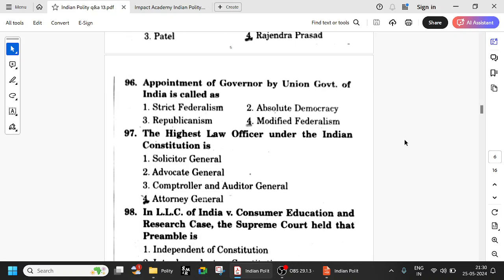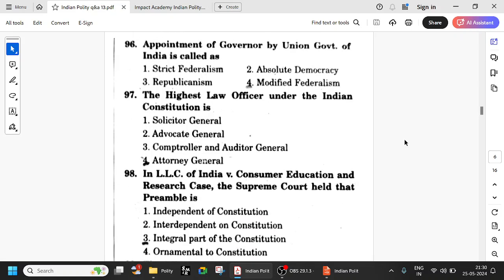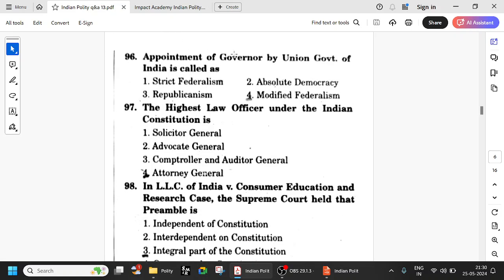Appointment of governor by Union Government of India is called modified federalism. So in a federal structure, strict federalism means there has to be complete separation between union and state. But here the union has authority over the state, because the governor is an agent of the central government and has powers over the state government. So basically, strict federalism, you are modifying it. So it is called modified federalism.